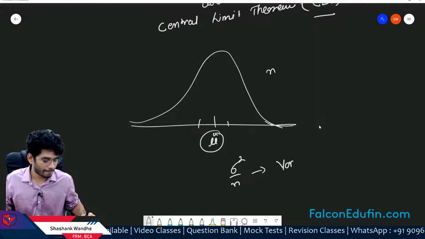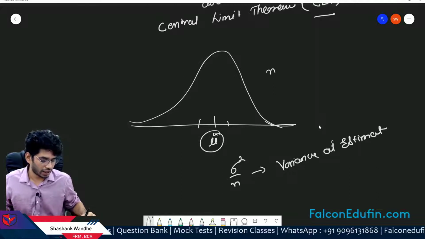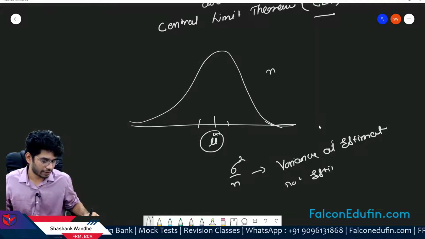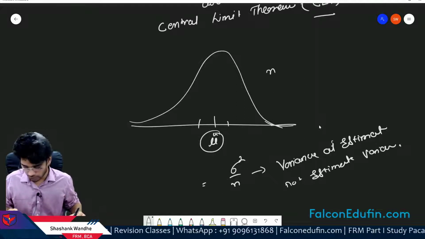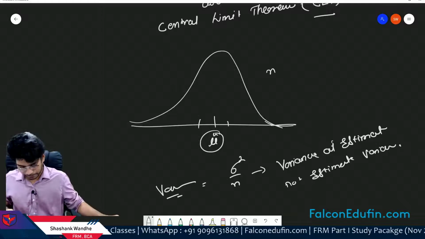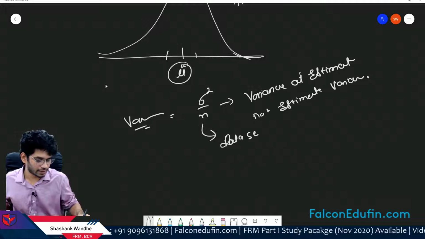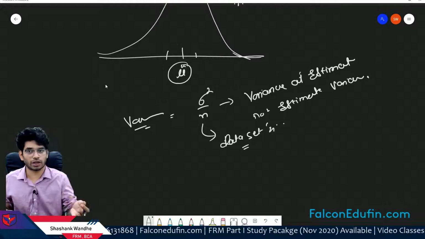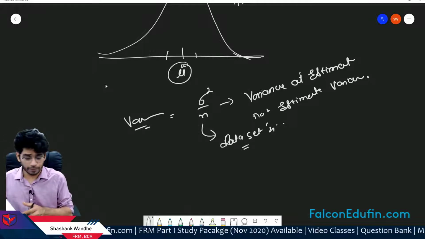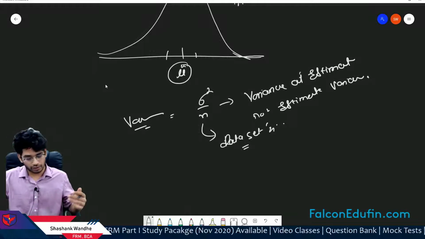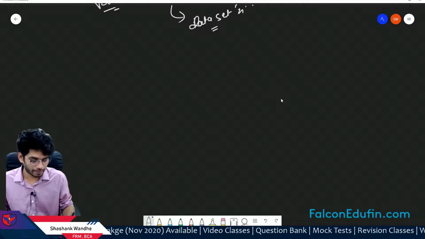This is the variance of estimate and not estimated variance. Okay, so this is your variance, and n is your data set n, that is the total number of samples in your data set. To begin, to discuss the law of large numbers, we have to first understand what is a consistent estimator.